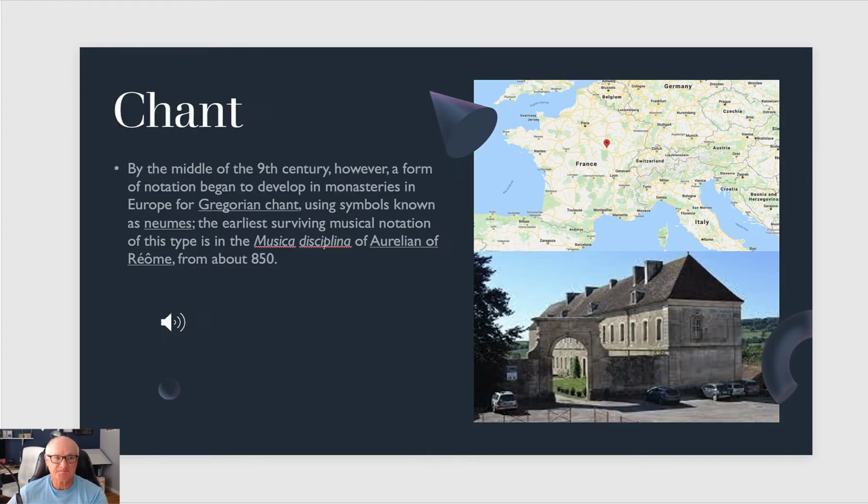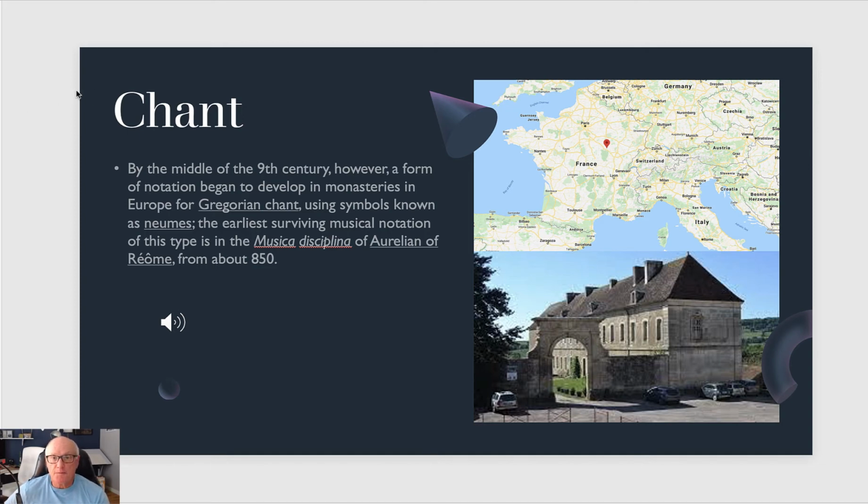Well, here we are. The first style of music that we would listen to in music history, for Western music history that is, is the chant. By the middle of the 9th century, this notation began to develop around the singing of chants in monasteries in Europe. The Gregorian chant, as it's sometimes called, actually wasn't collected by Pope Gregory, but that name stuck. One of the earliest symbols used is called neumes, and it's the earliest surviving musical notation of this type. We found it in the Musica Disciplina of Aurelian of Réôme from about 850.